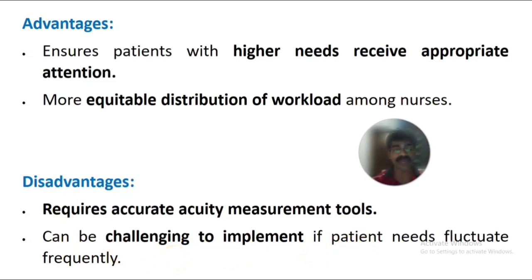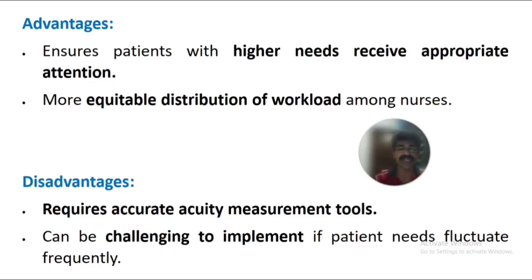A patient may first need intensive care, and later he may need simple care, so the patient's problems and needs will fluctuate. In such cases it will be challenging, because if the patient needs simple nursing care, we will assign maybe a junior nurse, and she can handle that particular situation. Suddenly the patient may fluctuate into needing intensive care.